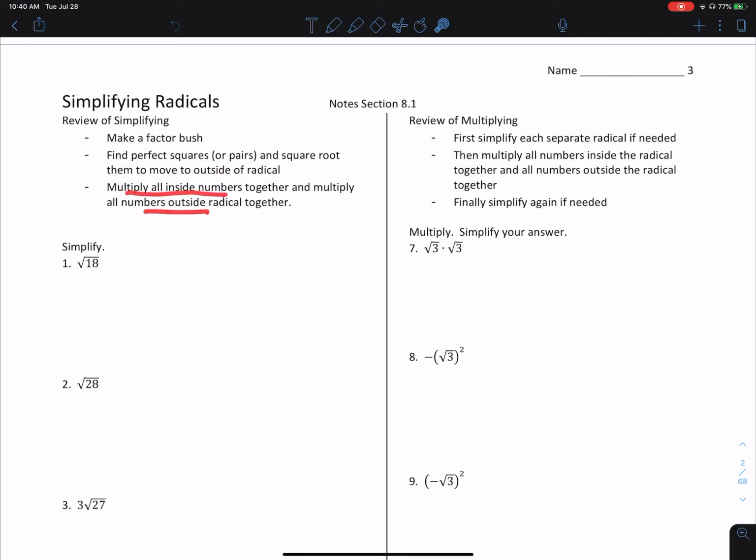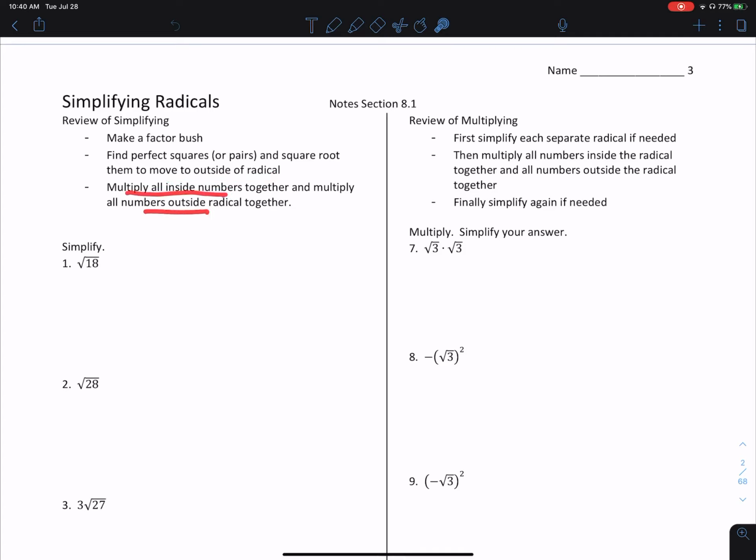Let's write down some perfect squares. So 1's a perfect square because 1 squared is 1. 4 is a perfect square because 2 squared is 4. 9's a perfect square, 25 is a perfect square, 36 is a perfect square, 49 is a perfect square, 64 is a perfect square, 81 is a perfect square, 100 is a perfect square.